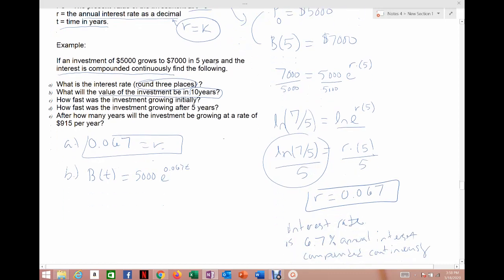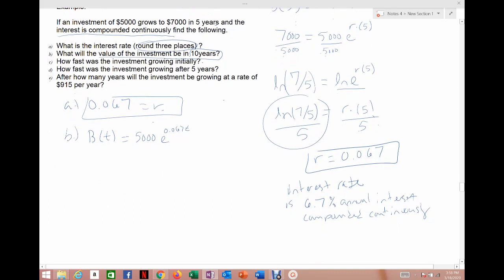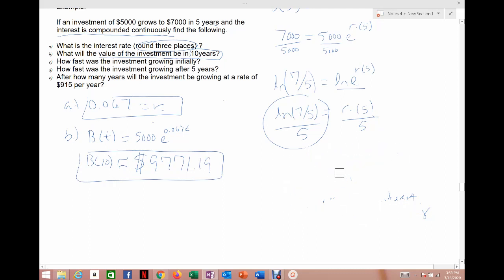Now I can solve for any future value. We want to know what it is in 10 years, so we're going to plug 10 into that equation. Since we're talking money, first of all, make sure you write units down, that it's dollars. And then I usually round it to a penny. So when you plug 10 into this equation, it should come out to $9,771.19. So that's how much money will be in the account after 10 years. That's just finding my equation and setting it up for this particular finance application.